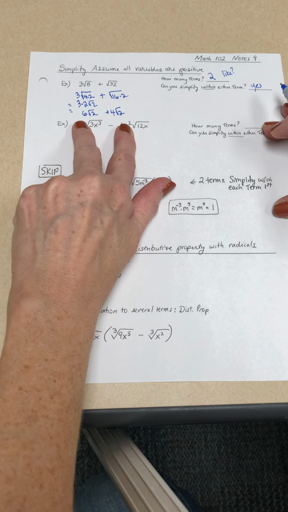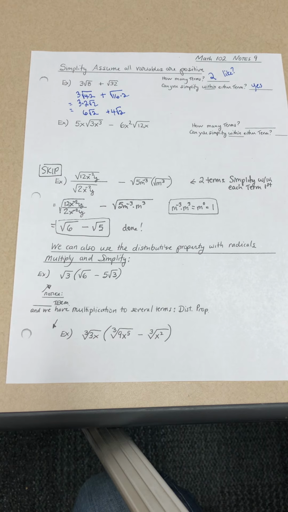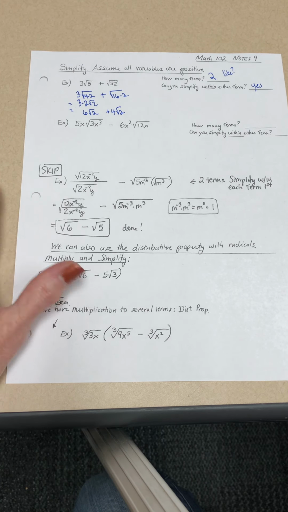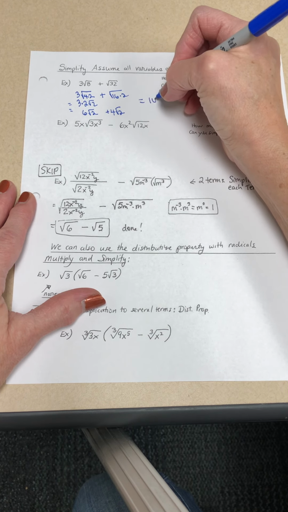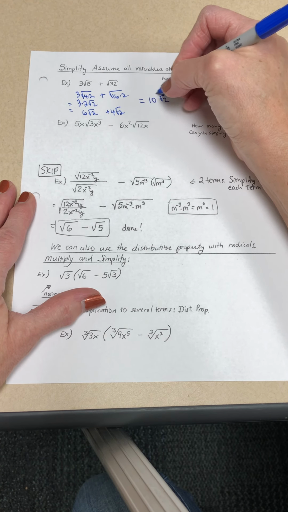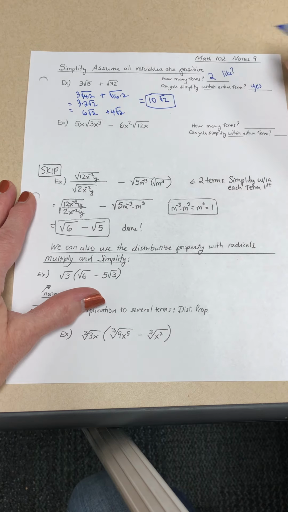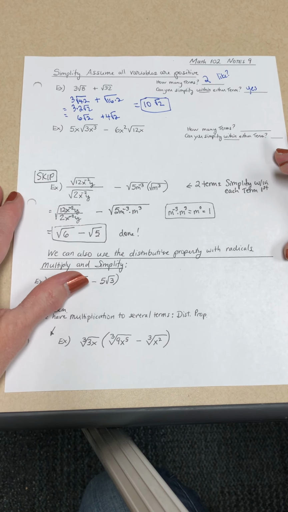So I simplified within each term. Lo and behold, those are both radical 2 terms. I have 6 of them here, 4 of them there. I have 10 of these radical 2 coins, and that is simplified.